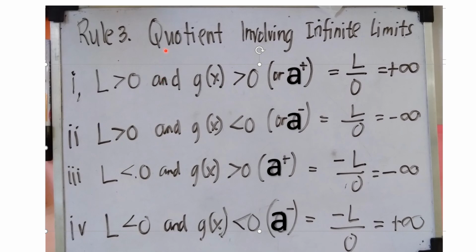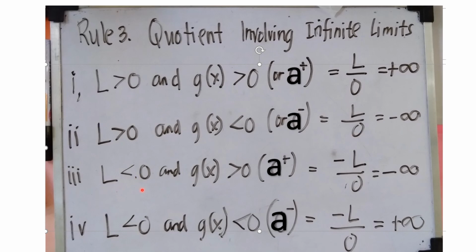Alright, rule number 3, quotient involving infinite limits. Okay, may apat ka dapat i-memorize. First two is, what if ang limit is greater than 0? So 1 pataas. If ang answer mo 8 over 0, magdepende lang yan, class, if si g is greater than 0 or a from the right. Pag a from the right, gani yung a approaches positive infinity. Pero pag from the left, a from the left, so 8 over 0, that's negative infinity.